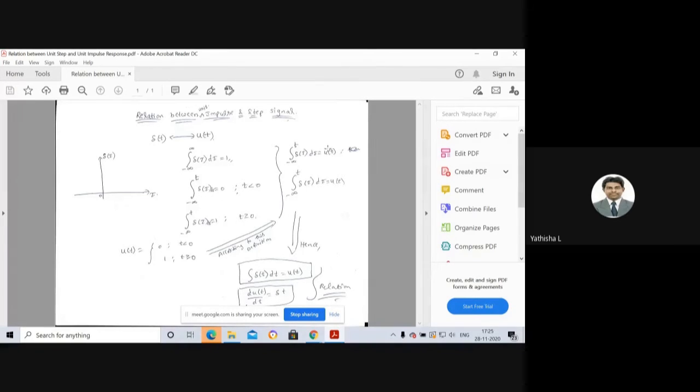I can directly write it as u of t, since u of t is 0 for t less than 0 and 1 for t greater than or equal to 0. From this, I can give a relation between impulse and step signal: the integral of del of t dt is u of t. If I take the derivative on both the left hand side and right hand side, then del of t will be equal to d by dt of u of t. This is the relation between the impulse and step signal.